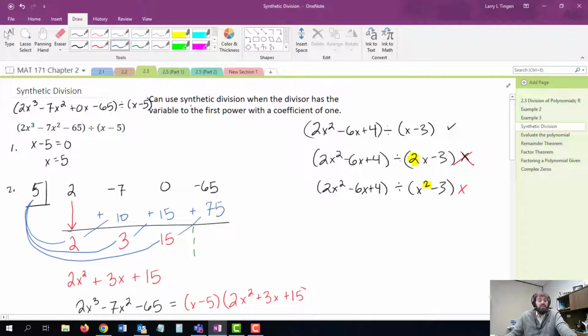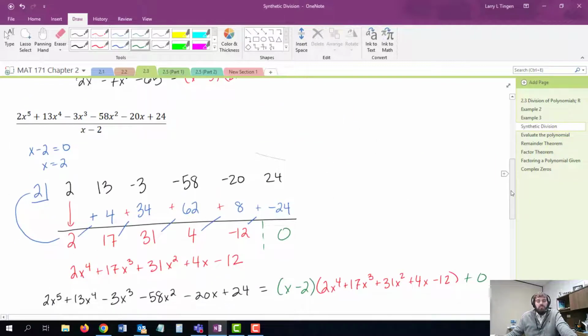Negative 65 plus 75 is positive 10. So that means there is a remainder of 10. So everything stays the same except we just tack on that plus 10 down here. Everything else looks good.